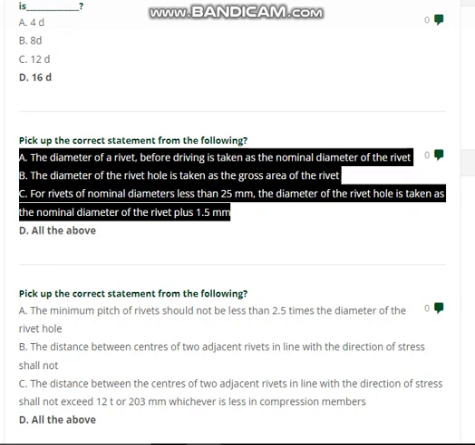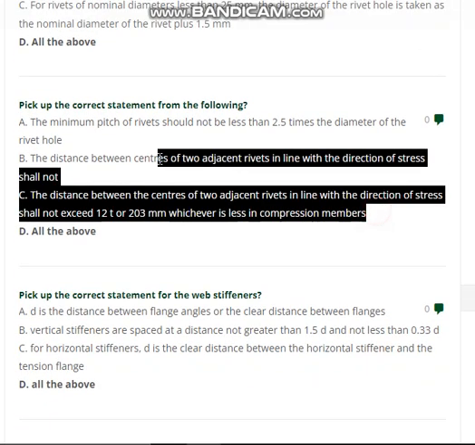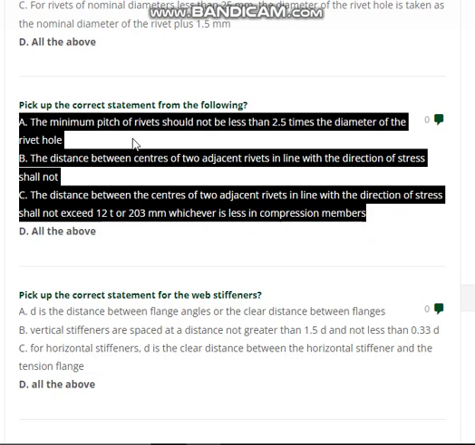Pick up the correct statement from the following. All of these are correct. The minimum pitch of rivet should not be less than 2.5 times the diameter of the rivet hole. The distance between the center of two adjacent rivets in line with the direction of stress shall not exceed 12t or 200 mm, whichever is less, in compression members. All of these.